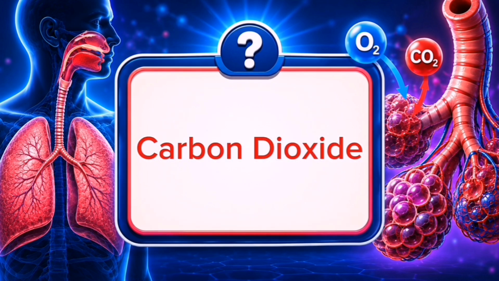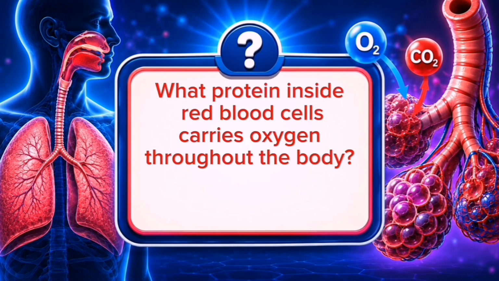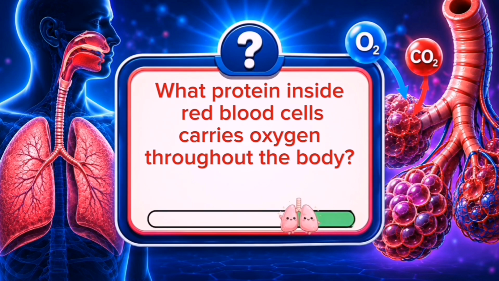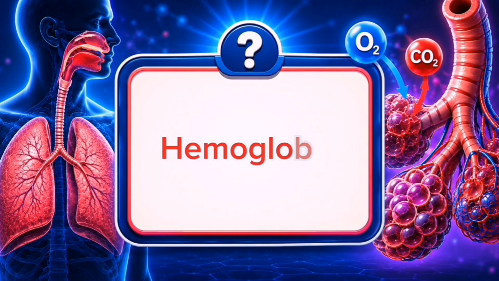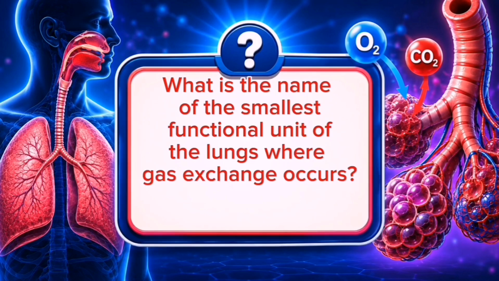Answer: carbon dioxide. Question 16. What protein inside red blood cells carries oxygen throughout the body? Answer: hemoglobin. Question 17. What is the name of the smallest functional unit of the lungs where gas exchange occurs?